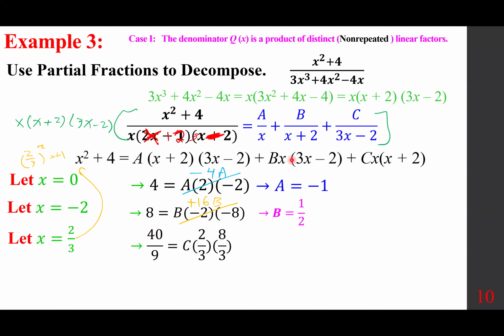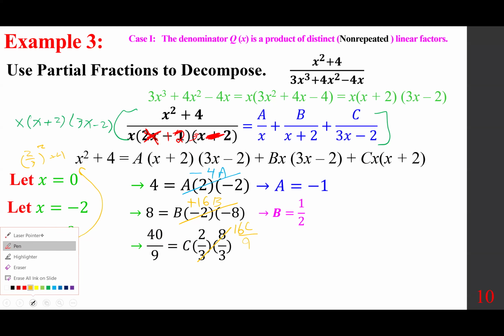And this goes to 0. Again, I hope everybody understands why it goes to 0, because 3x minus 2 at x equals 2/3 is 0. And so the left side is 40 over 9, and the right side is 16c over 9.